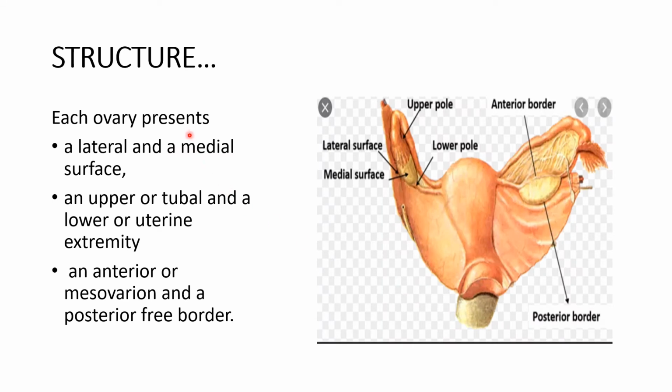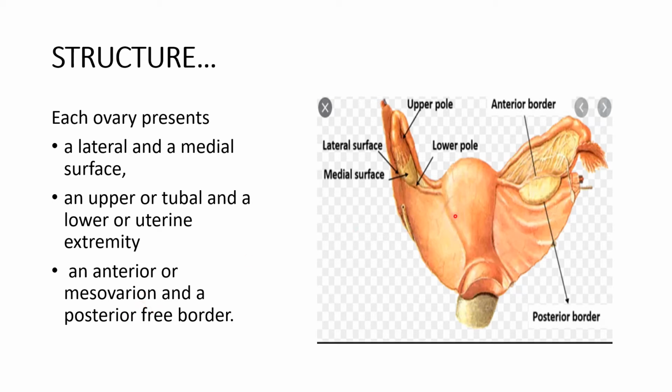Each ovary presents a lateral and a medial surface, an upper or tubal and a lower or uterine end or extremity, an anterior or mesovarian and a posterior free border. Each ovary has two surfaces, lateral and medial, two extremities or ends, upper and lower, otherwise tubal and uterine end, and two borders, anterior or mesovarian and posterior free border.